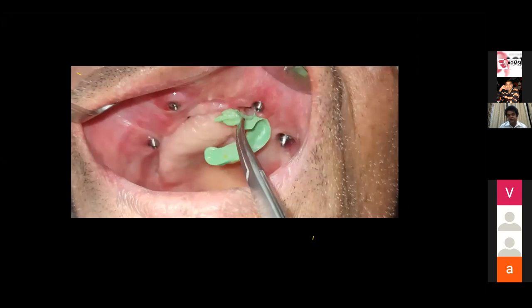So this is another thing we have to remember, that when you take this type of impression, first fill these defects with cotton and then take the impression.